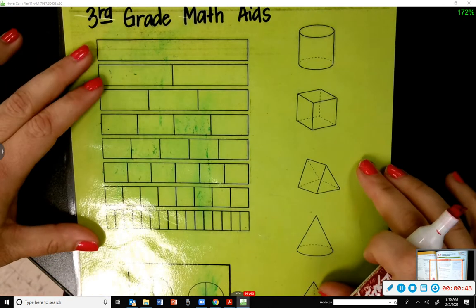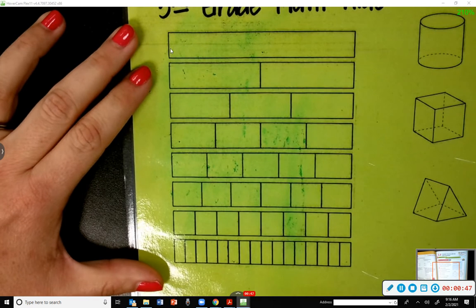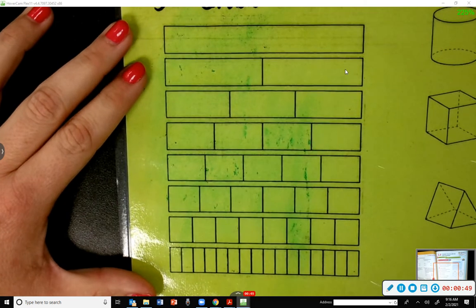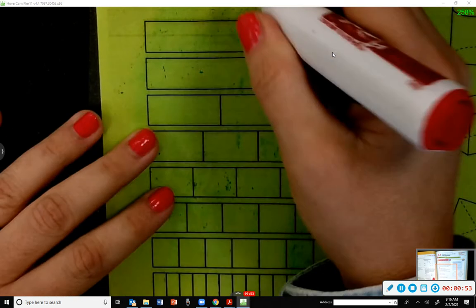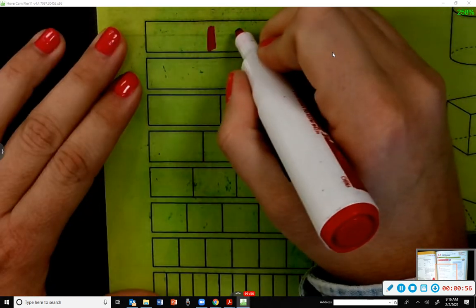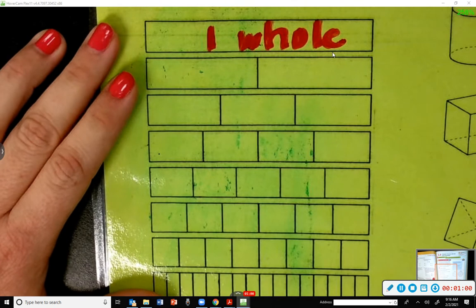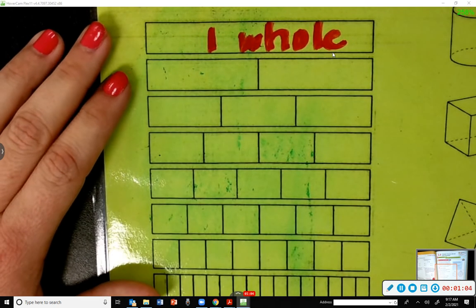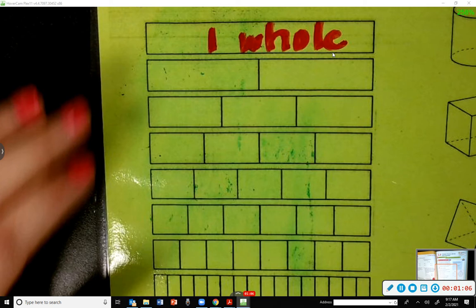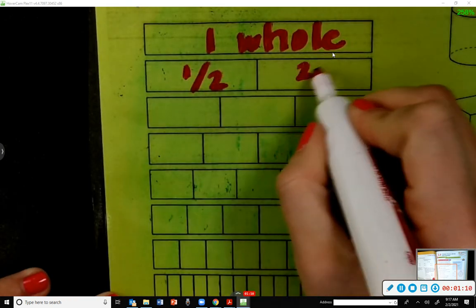chart. And we're going to label these together. So the very top one is not cut into any pieces, right? So what would we label the top one? One whole. One whole. Good. Okay, the second row, each piece would be 1/2. Good. So this would be 1/2, 2/2.